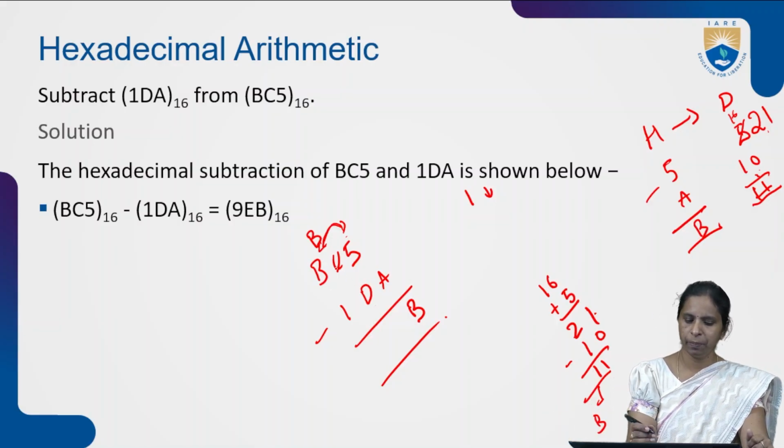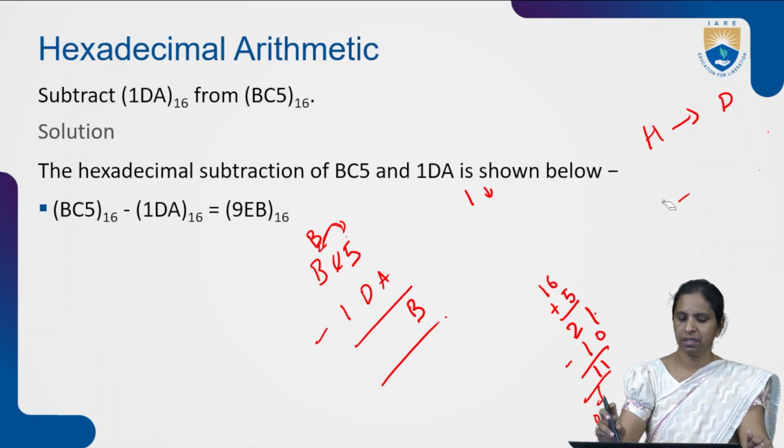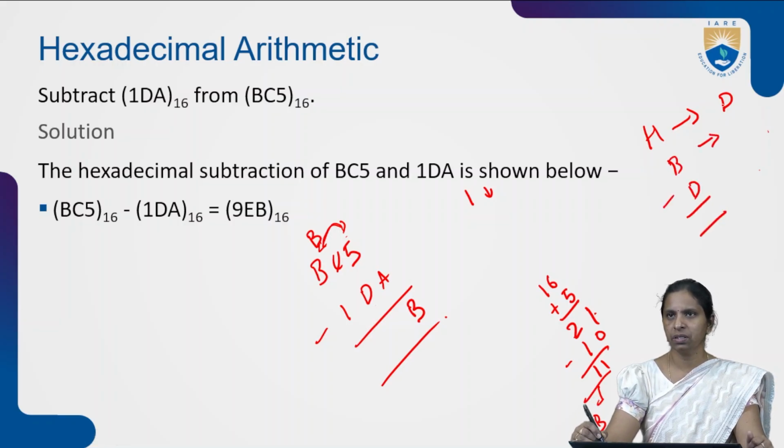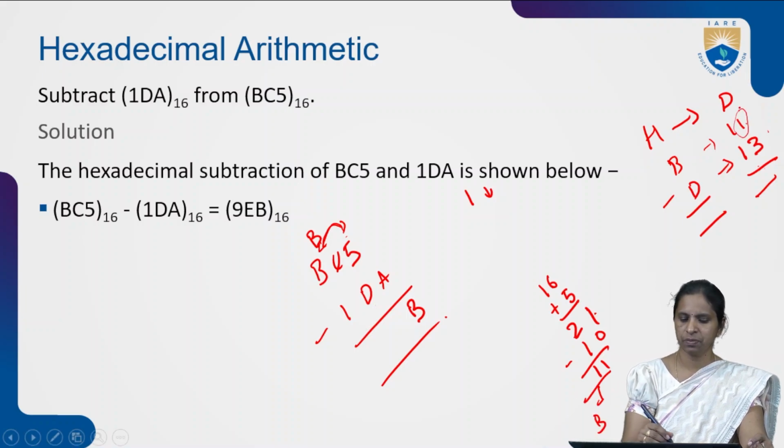Next, what you have to do here? B minus D. So, you have to perform B minus D. In the decimal number system, B is equals to 11. And D is nothing but 13. So, you have to perform the subtraction 11 minus 13. But this you cannot perform here because the number is less. Then what you are going to do in the hexadecimal system?